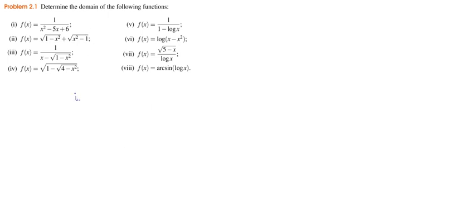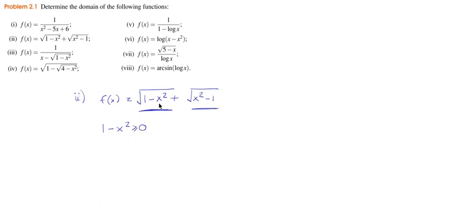2. f of x is the square root of 1 minus x squared plus the square root of x squared minus 1. Okay, so here we have 2 conditions. First, we need to have valid numbers for this square root and valid numbers for this square root. We know that the domain of a square root is that its argument has to be greater or equal than 0. So first condition is that 1 minus x squared is greater or equal than 0.